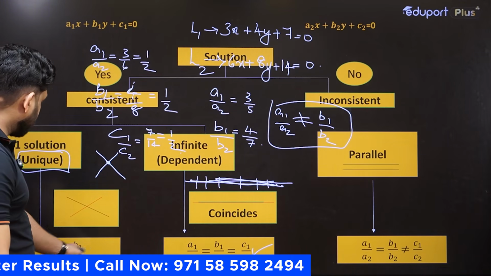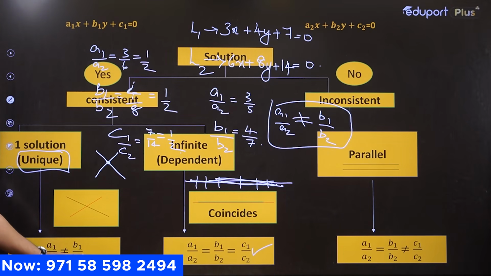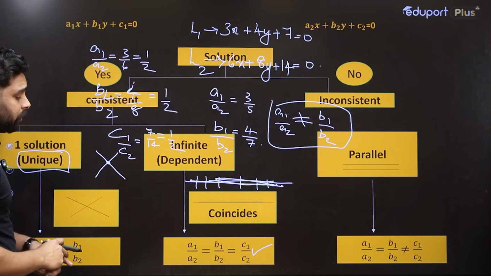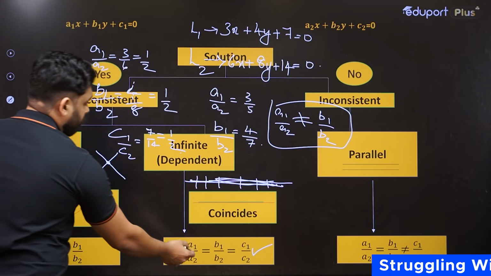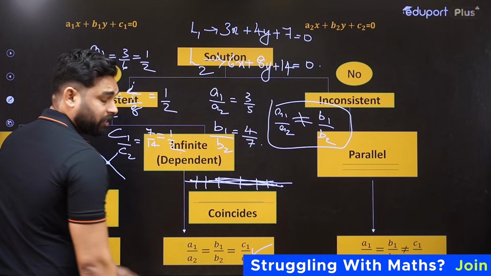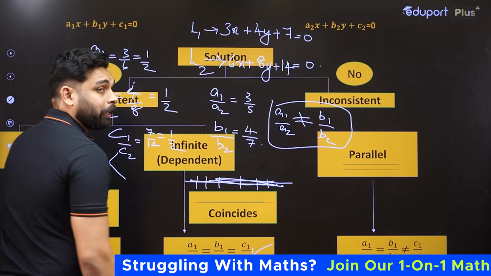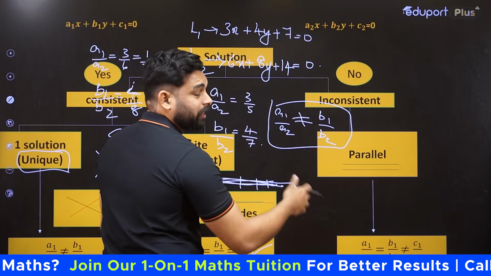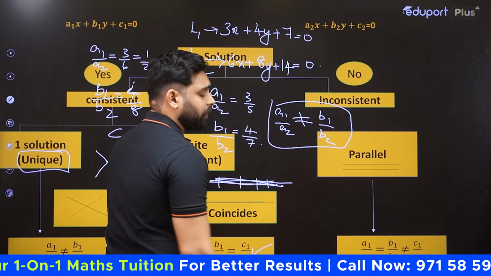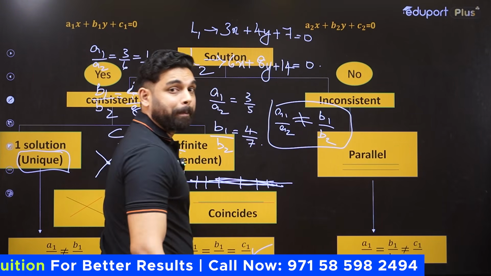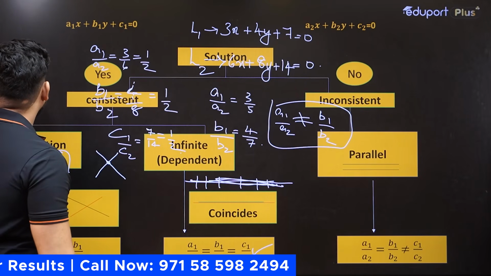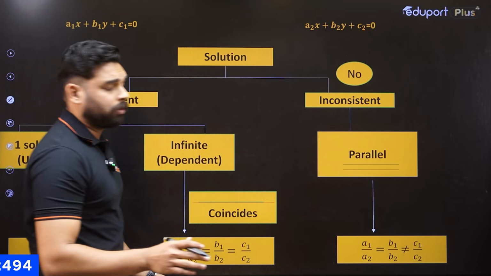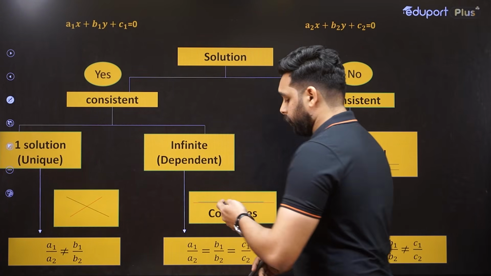So, just study this. If A1 by A2 is not equal to B1 by B2, then it is known as a unique solution, or the two lines intersect. If A1 by A2 is equal to B1 by B2 and C1 by C2, then they will be coinciding. They will have infinitely many solutions. If A1 by A2 is equal to B1 by B2 but not equal to C1 by C2, then it will be parallel lines. So if you have a general idea about this, then this chapter is over. The next topic, we will move to the next one.